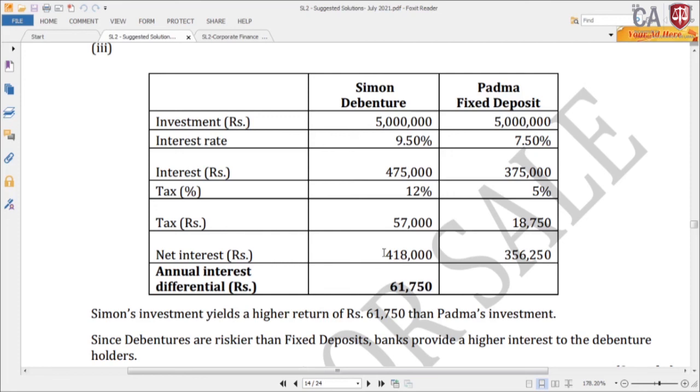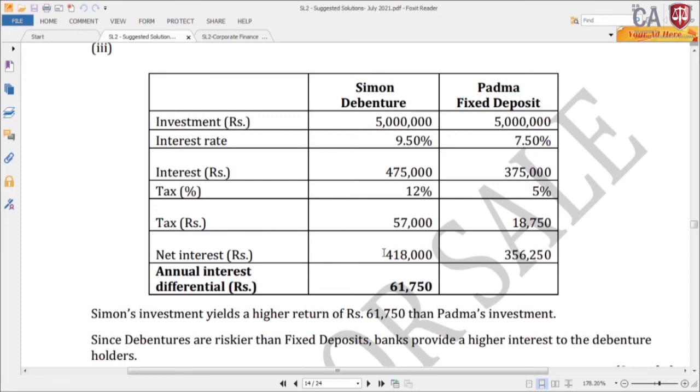So debenture is comparatively a riskier investment to the bank deposit. Same bank. Because you know that in Sri Lanka there is an insurance scheme by the regulator central bank for the deposits between the bank and the finance company. So if there is a collapse of the bank or finance company, there is a safety for the customer to get some money by the insurance scheme given by the central bank.